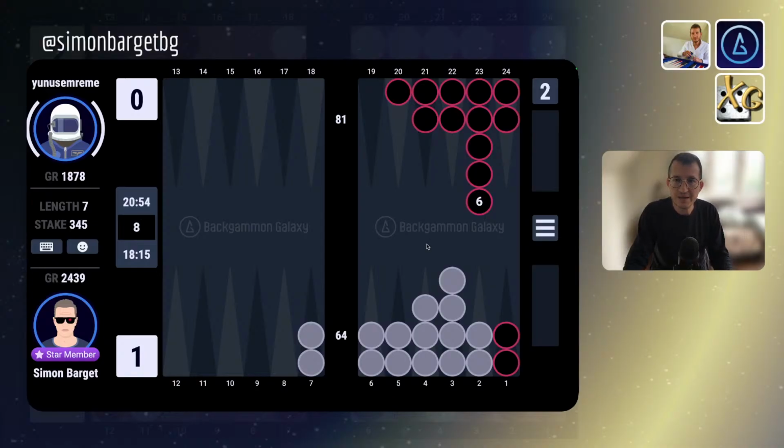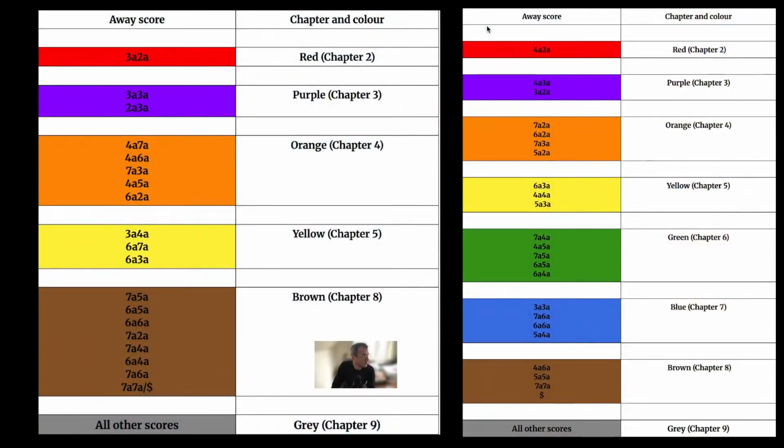Now, if I look back to the... Oh, who's on roll here? If I look back to the activity spectrums, if I get into a non-gammonish position on the left-hand side, I know that 4 away, 7 away is at the top of the orange banding. So actually, I will be able to cube earlier than I would be able to if the score was 7 away, 7 away.